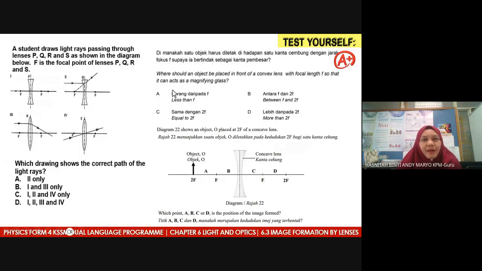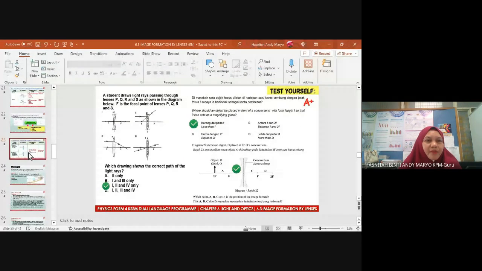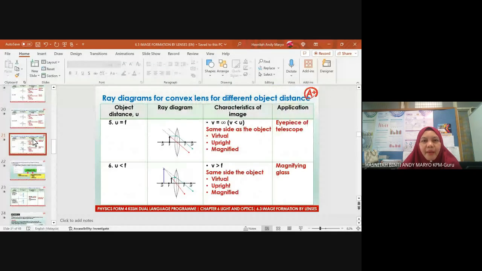Okay, then the second question. Now the question is, where should an object be placed in front of a convex lens with focal length F so that it can act as a magnifying glass? Where should we place the object? Is it less than F, between F and 2F, equal to F, equal to 2F, or more than 2F? So where to look? We can refer to the table just now. Can you find where the magnifying glass is?